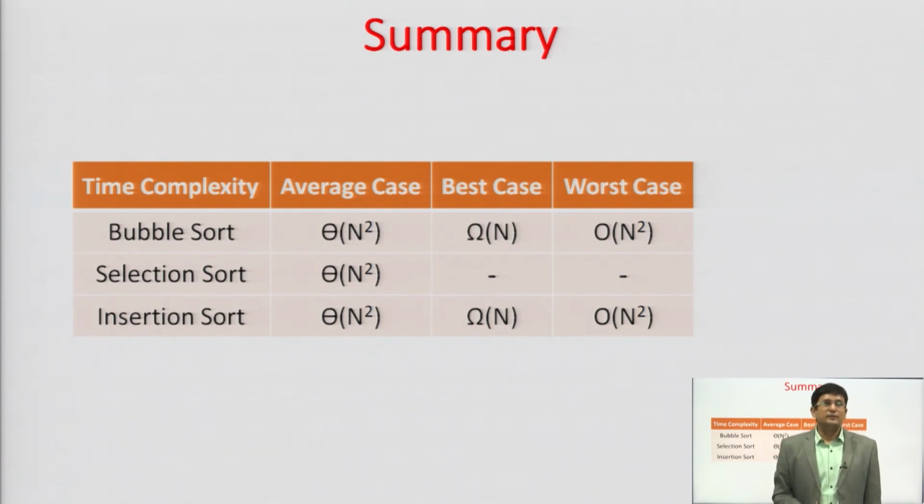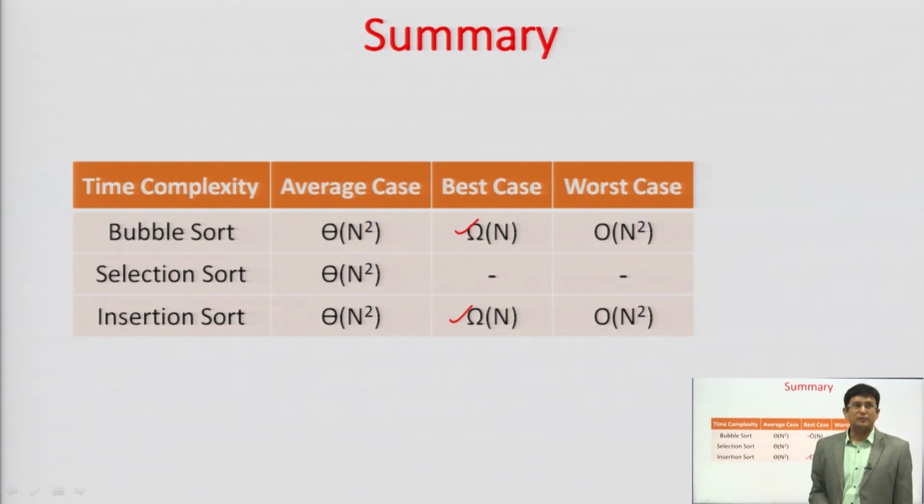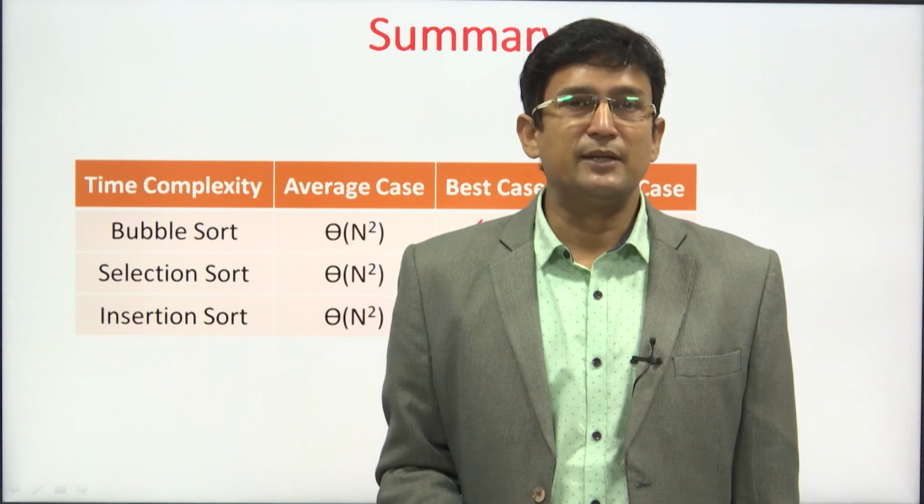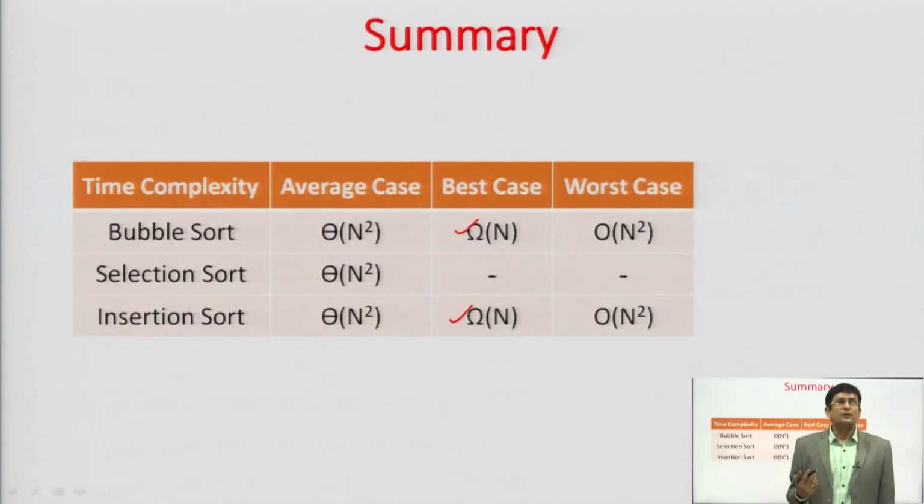The bubble sort, selection sort, insertion sort, all require theta of n square time in the average case. But in case the numbers are sorted, then we get a better time complexity in case of the bubble and the insertion sort, because we can stop our operation early in the bubble sort, and in the insertion sort, even though the iterations are performed n minus 1 times, we do not require that much effort, we require less effort.